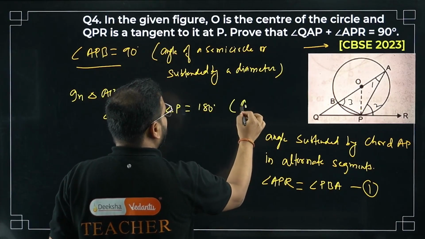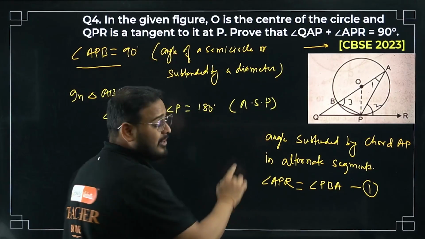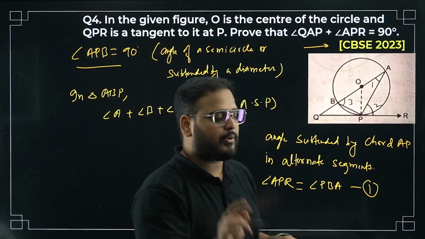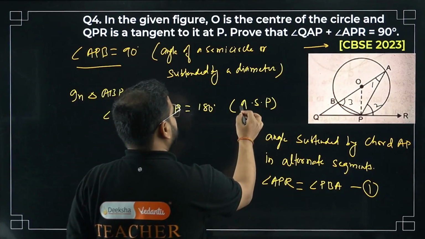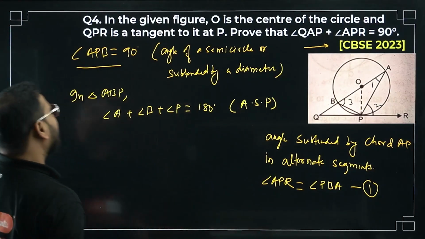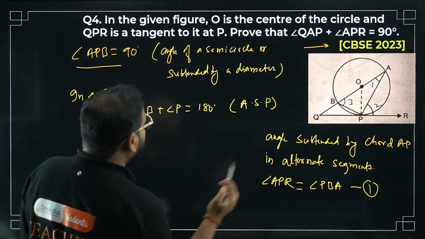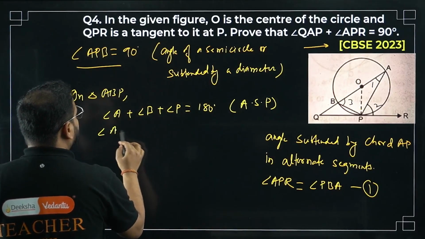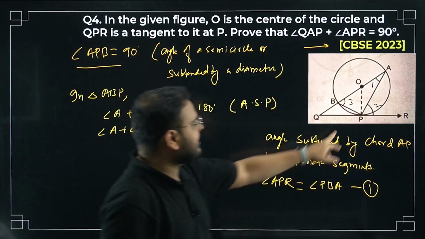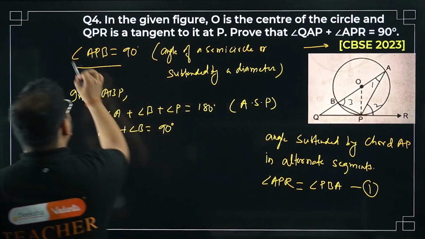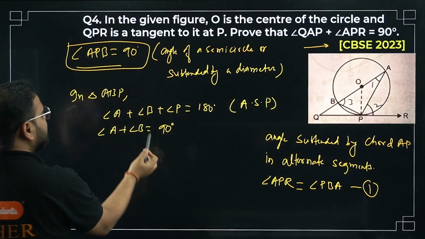What is that, sir? Angle sum property. You have to write all the reasons. You can't skip that, okay? It's a 3-mark question, okay? So angle sum property. With that known, we can say simply angle A plus angle B would be 90 degree, because angle P is 90 degree from here. Check it out. So angle A plus angle B is 90 degree.